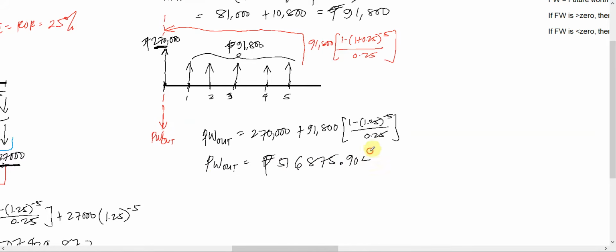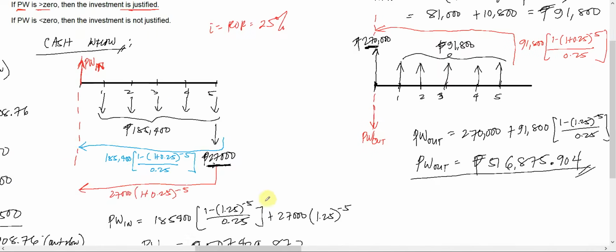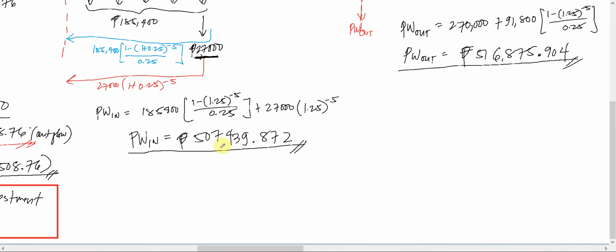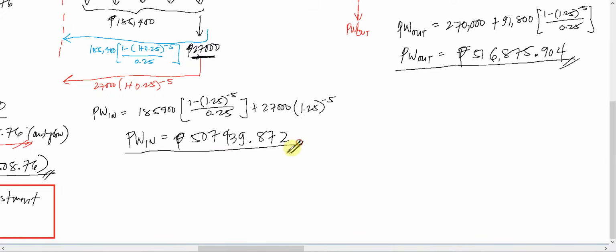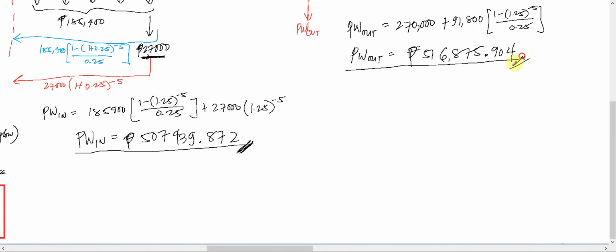875,904. Meaning, ito yung mga lumalabas na pera natin presently, na present worth. Nilagay lang sa present. So, ito 516,000. Yung inflow natin, 507. Ito lang yung pumapasok na pera natin compared sa lumalabas na pera natin. So, lugi ka dito. Mas mataas yung nilalabas mong pera kaysa sa pumapasok na pera sa'yo, by present worth method.